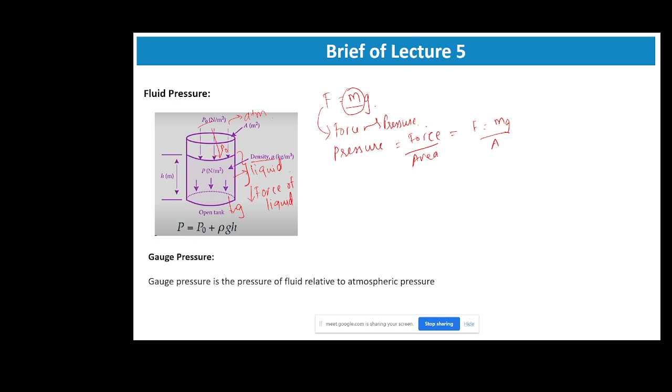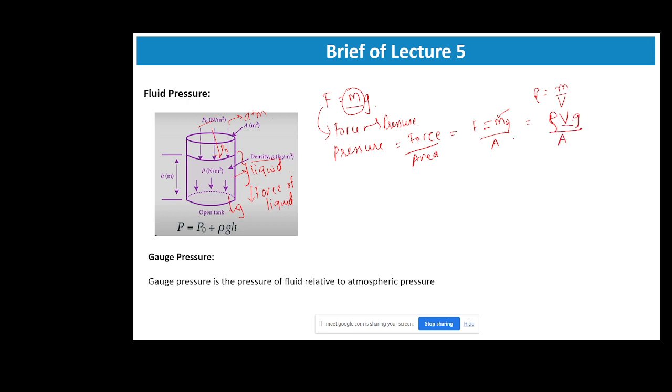So I was continuing with this. Force equals mg, and the area on which the force is acting is A. Now we can replace this m in terms of the density of the fluid, since rho, the density, equals mass upon volume. So m can be replaced as rho into V, giving rho into V into g upon area.